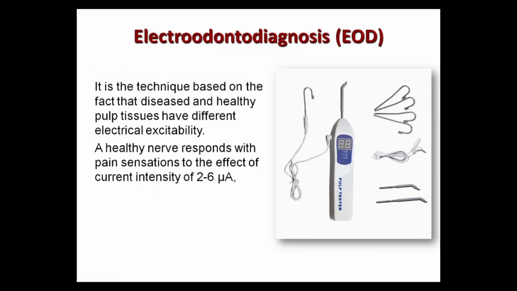Next, second method, also additional, EOD, electroodontodiagnosis. It's the technique based on the fact that diseased and healthy pulp tissue have different electrical excitability. A healthy nerve responds with pain sensation to the effect of current intensity of 2 to 6 microampere.